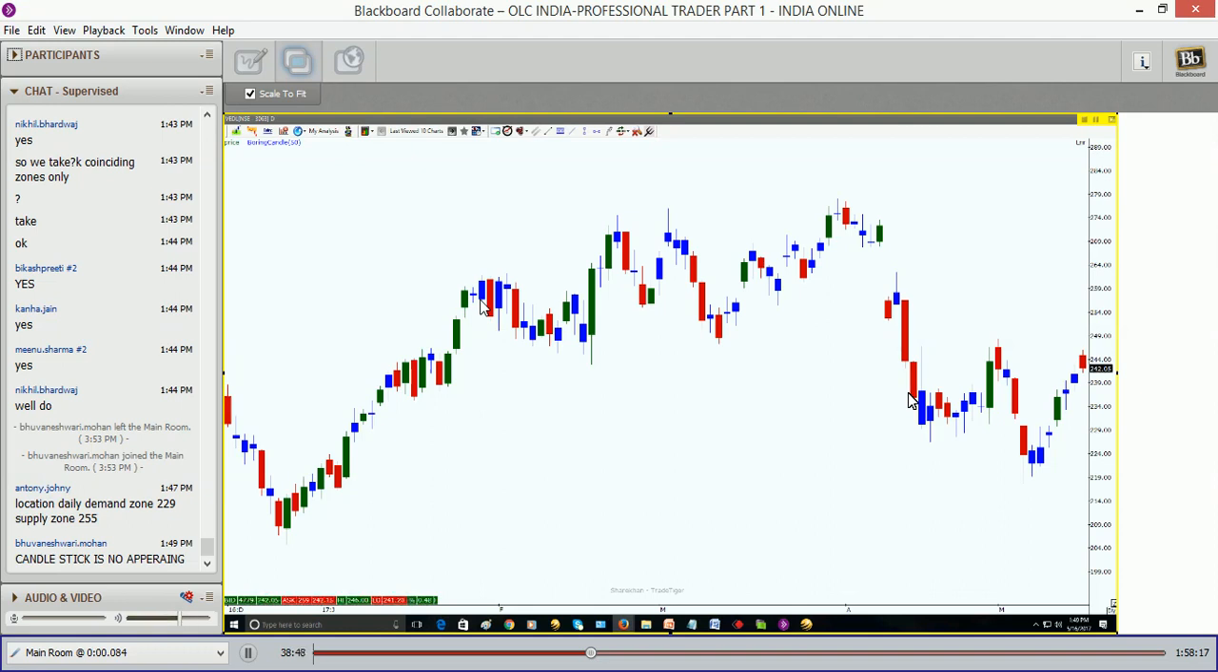Press D, T and J if the candlestick doesn't appear.